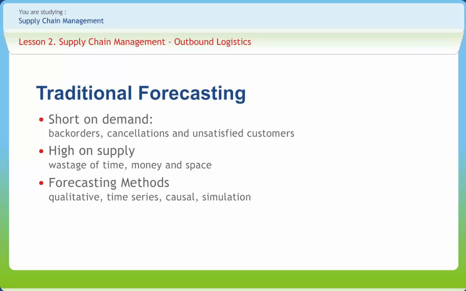Causal forecasting is used when there is a visible correlation between one or more variables and the demand for the product. For example, disposable income, lifestyle indicators, etc. may be used to determine the demand for many consumer durable items. The simulation method is highly sophisticated and is mainly used where the organization needs to generate multiple what-if scenarios.